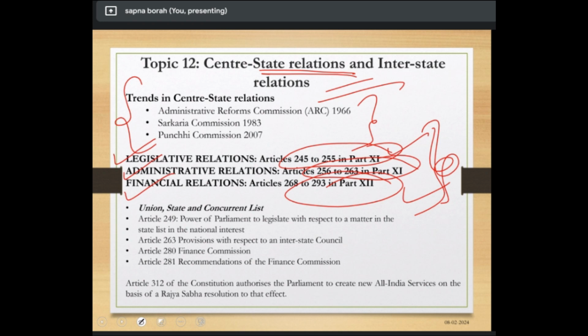Then this one is Article 249, which I mentioned a little while ago: if it is a state matter, suppose the Parliament wants to make a law on agriculture, but since it is a state subject, the Rajya Sabha has to pass a resolution first. Only if the resolution gets passed can the Parliament make laws on the state subject. So that was Article 249, which we talked about. It's a unitary feature, because the Parliament is taking things into its hands.